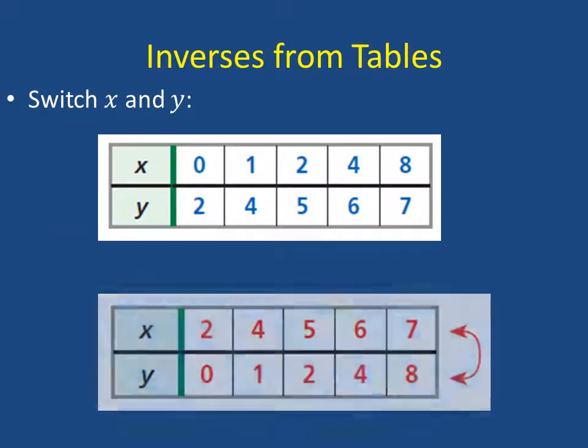So let's look at finding the inverse from a table. All we have to do is switch the x and y values, so the table at the top in blue becomes the table at the bottom in red.